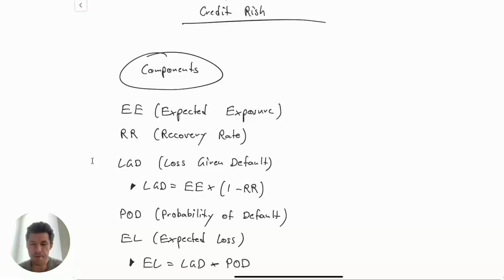Then if the borrower defaults, is there a chance to recover a certain amount? So if you have an exposure of $100 and you believe you can recover $40, then your recovery rate is 40%, because you think if something happens, I can still recover 40. So my loss severity is 60. I cannot recover 60 and I will lose it.